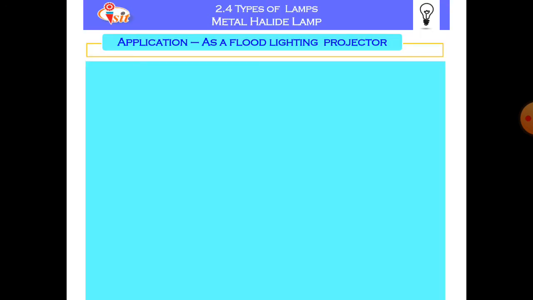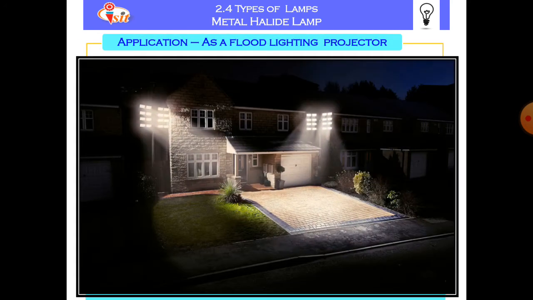So next is an application for the metal halide lamp, that is it works as flood lighting or it is used as flood lighting projectors. So here, in house premises or residential premises, metal halide lamps or a series of metal halide lamps are used for covering the porch in front of the house.